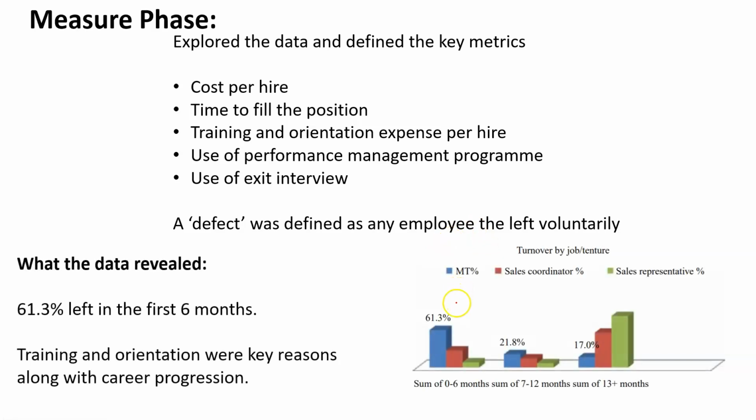When they looked at the data, they found that 61.3% of their people left in the first 6 months. And looking at the 7 to 12 month period as well, 83% left within the first year. So with the Pareto principle, 80-20, 80% of the people, 83% actually, were leaving within 1 year of being in the company, and 63% of that was in the first 6 months.